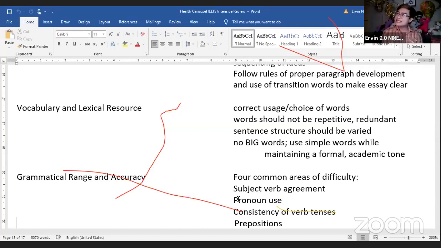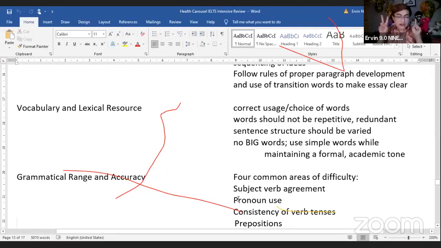6.0 plus 6.1 plus 6.9 plus 6.2. How come the average is not 6.3? Don't forget, what I've shared with you is the average per criterion in task 2. Writing task 1 is lower.